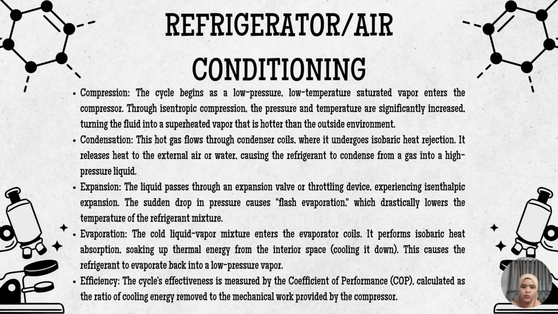The liquid passes through an expansion valve or throttling valve, undergoing isentropic expansion. The sudden drop in pressure causes flash evaporation, which drastically lowers the temperature of the refrigerant mixture. And the next point is evaporation, where the cool liquid-vapor mixture enters the evaporator coils. It performs isobaric heat absorption, soaking up the thermal energy from the interior space, cooling it down. This causes the refrigerant to evaporate back into a low pressure vapor.